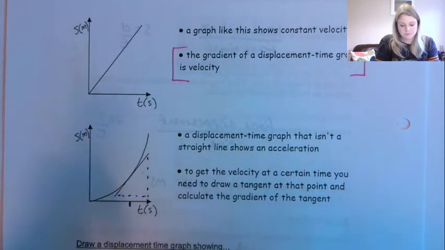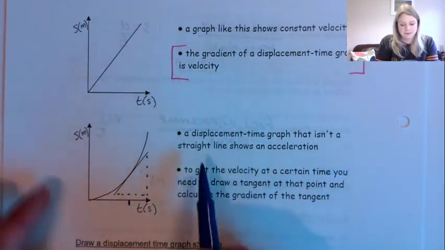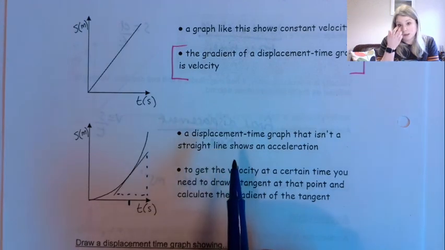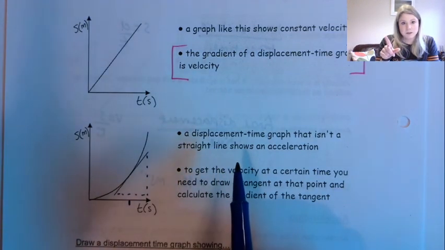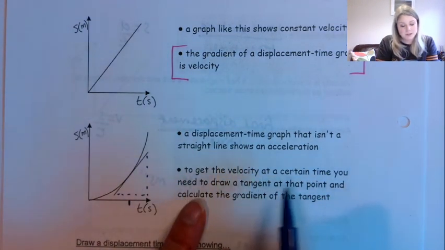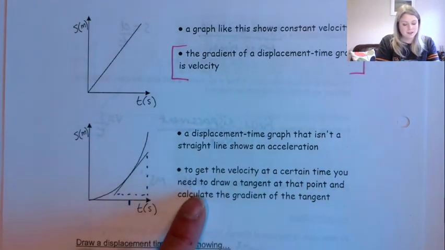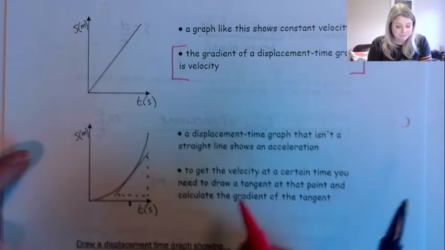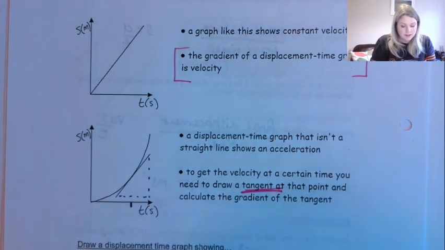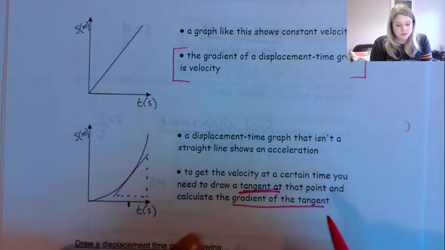Okay, so let me read through what's here. A displacement time graph that isn't a straight line shows an acceleration. I will draw in other versions of this in a wee second. To get the velocity at a certain time, you need to draw a tangent at that point. Everyone forgets that, right? And calculate the gradient of the tangent.